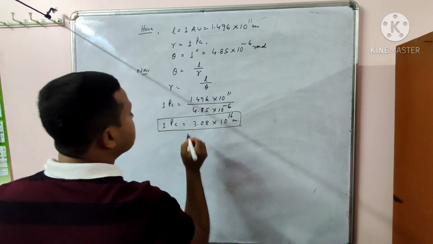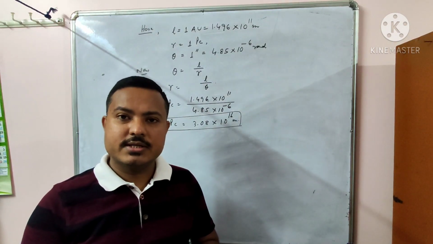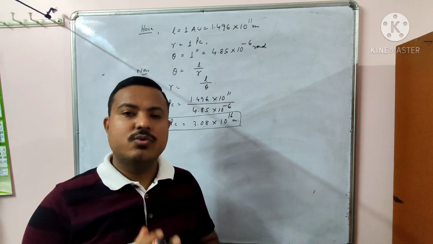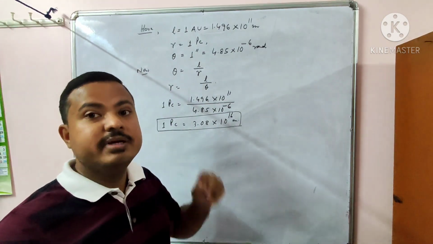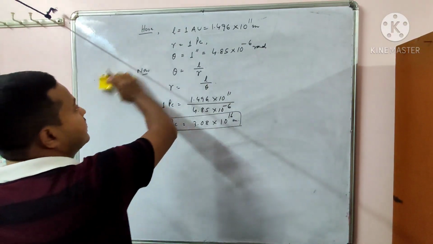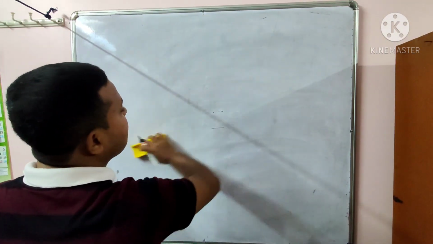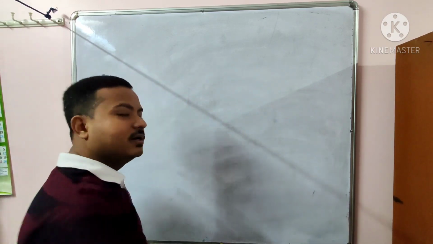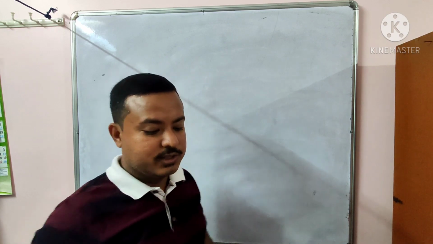So I have given you 3 units for the long distances. One is astronomical unit, one is light year, and one is parsec. Just remember their values in meter. So now we can find the interrelation between parsec, light year, as well as astronomical unit.